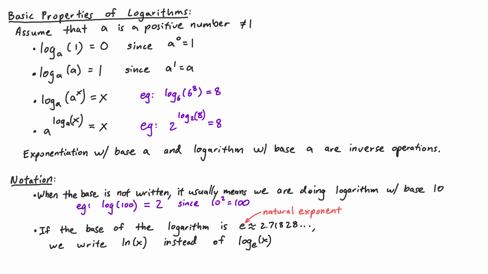Now, when we do logarithms with base e, we call it a natural logarithm. That's why we use ln to indicate the operation. The ln here stands for natural logarithm. So in this video, we learned what a logarithm is, we learned how to compute logarithms, and we also learned some basic properties of logarithms.